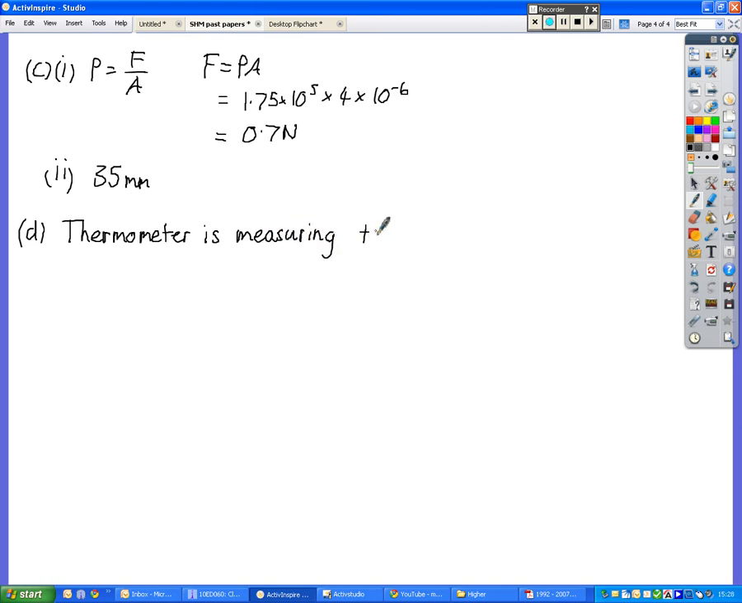It's measuring the temperature of the nitrogen. We'll just put an N for that. Temperature of nitrogen directly, rather than assuming that the water and the nitrogen are at the same temperature. So it's actually inside the container rather than outside of it.